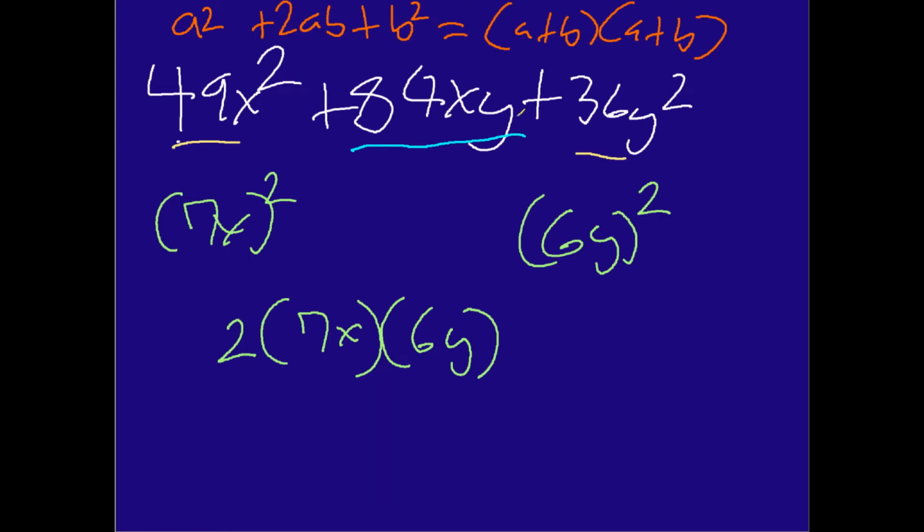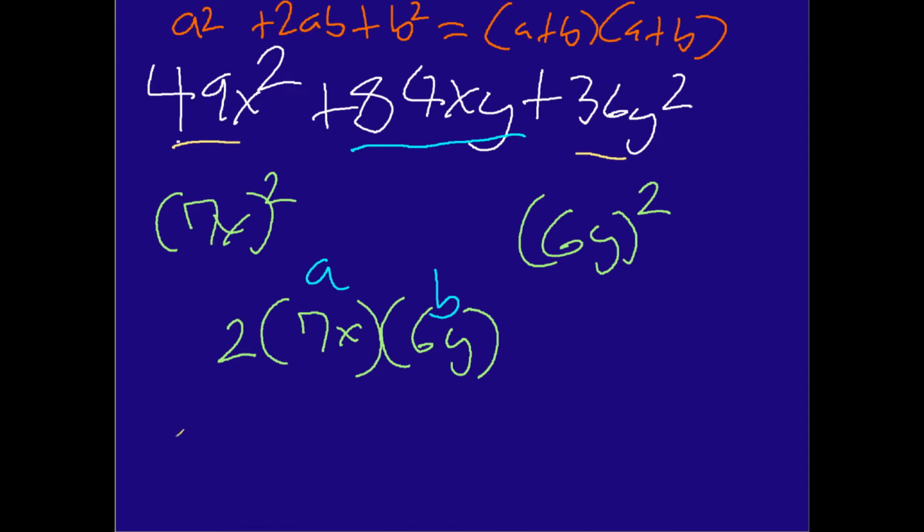7x times 6y is going to be 42xy. Excuse me, 42xy times 2 will be 84xy. So you can see things are already working out very well. So this is going to be my A, and this is going to be my B term. We're going along very well here.